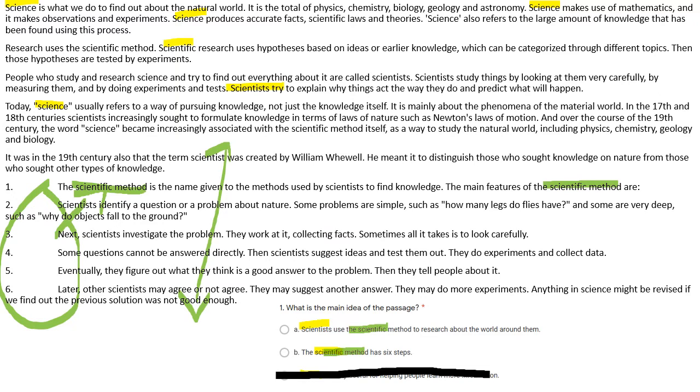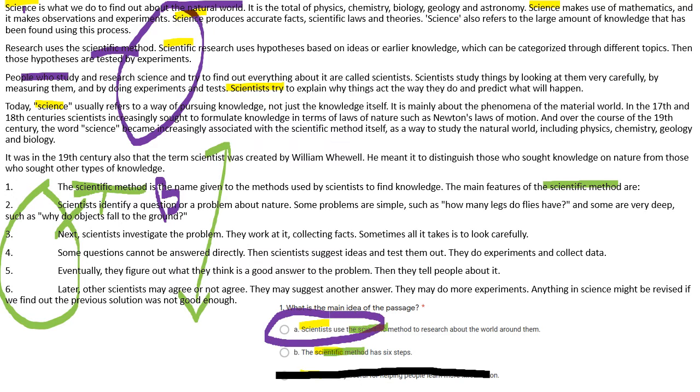But which one is going to be correct? Well, A says scientists use the scientific method to research about the world around them. B says the scientific method has 6 steps. B is good for this part here, but it doesn't really include this. This is about science, it's about the world around, it's about using the scientific method, it's about people researching, it's about understanding. So the best answer is answer A. B is just too narrow, it's too small, and the last one was too broad.